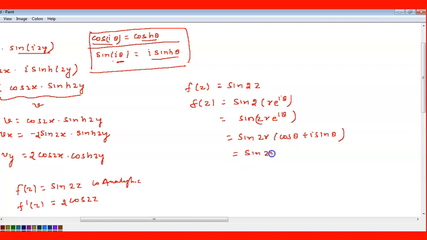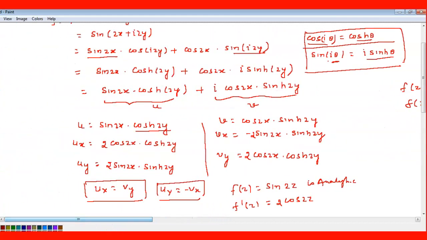Sine of this is 2r cos theta and i 2r sin theta. This is an angle here, it is not multiplication, this is an angle here. So it's very difficult to take the real part and imaginary part. So don't try by the polar form. When given a question, always try from the Cartesian form first. If you're not able to do it, then only try from the polar form.